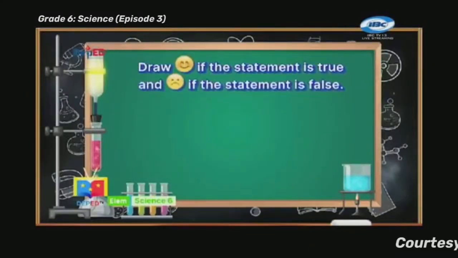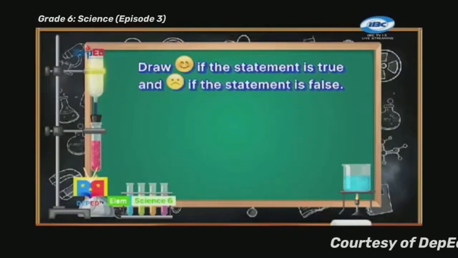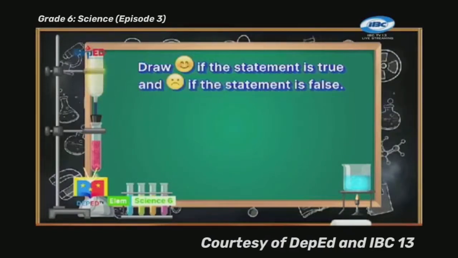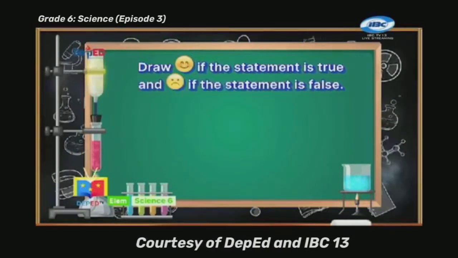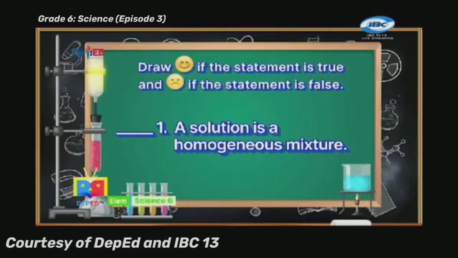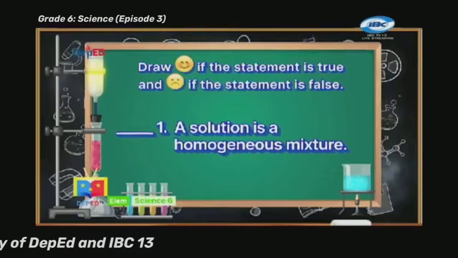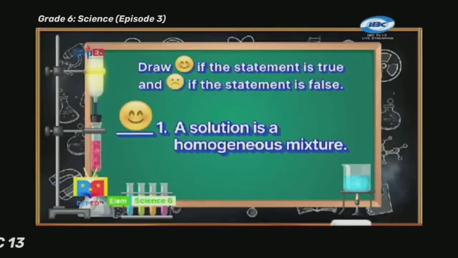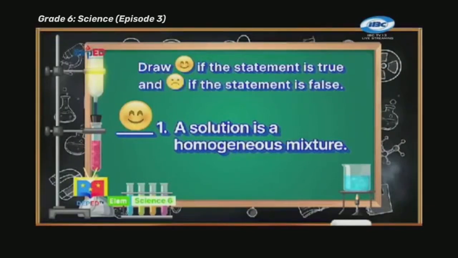True or false? Draw a smiley emoji on the line before the number if the statement is true, and sad face emoji if the statement is false. Number 1. A solution is a homogeneous mixture. The correct answer is smiley emoji. That is why it has a uniform phase all throughout.